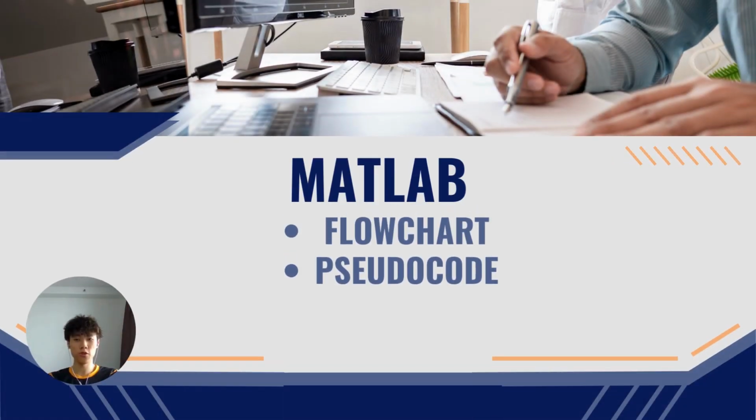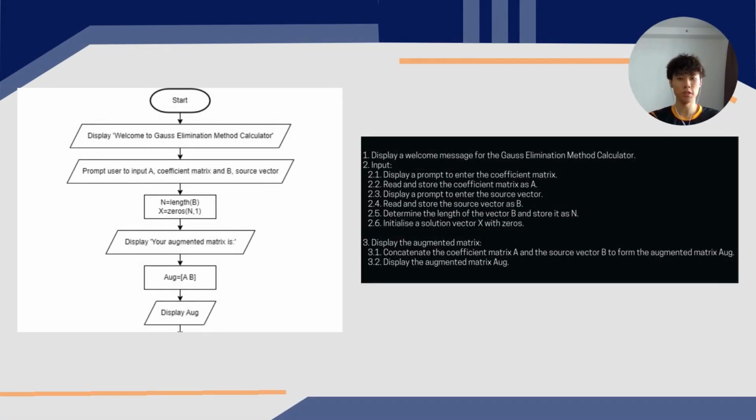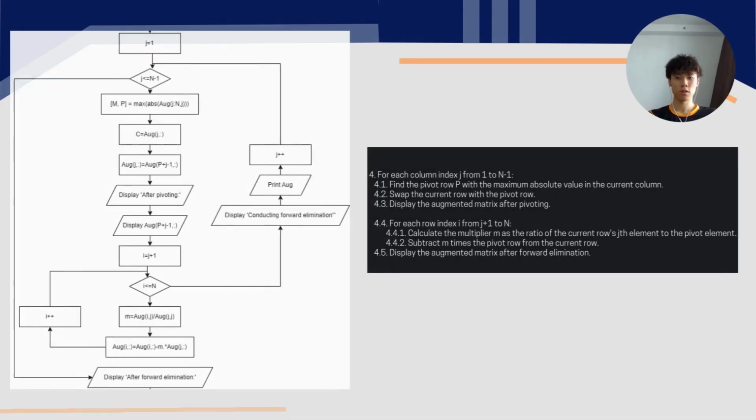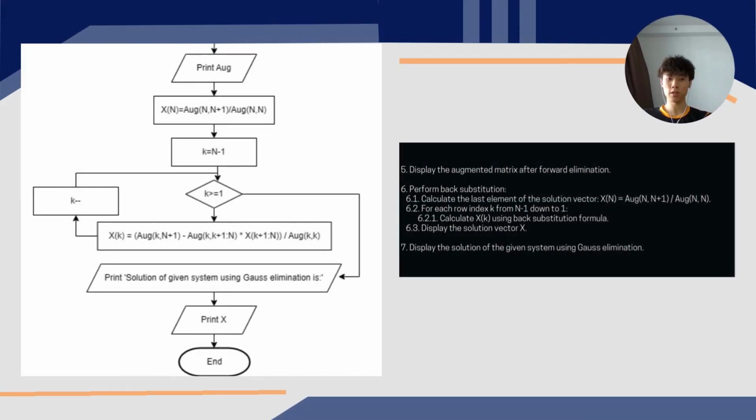Next is the methodology for MATLAB. It is basically the same as C++ at the beginning. After starting, the user will be prompted to enter the coefficient matrix and the source matrix. The augmented matrix will be displayed and stored. Then the pivotization is executed in a for loop statement, and the matrix after pivotization is displayed. Next is conducting forward elimination in a nested for loop, and the matrix after forward elimination is displayed. The last part is to perform the back substitution in a for loop statement. The solutions of the system will be displayed line by line.